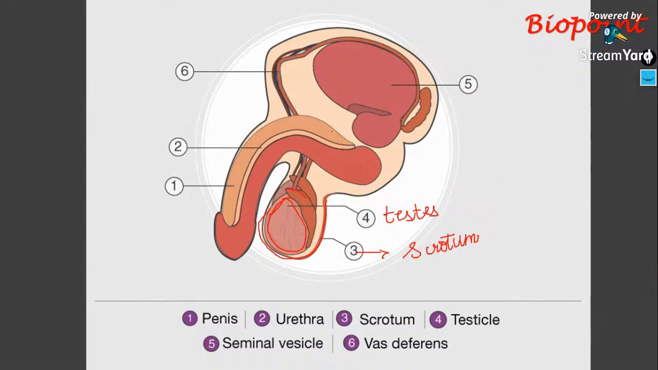So other parts are mentioned over here. The number 1 part is the penis. Number 2 is the urethra, which is the common passage for both urine as well as semen. And the number 6 is the vas deferens. So this is the basic structure of the male reproductive system as per the knowledge available to you right now.